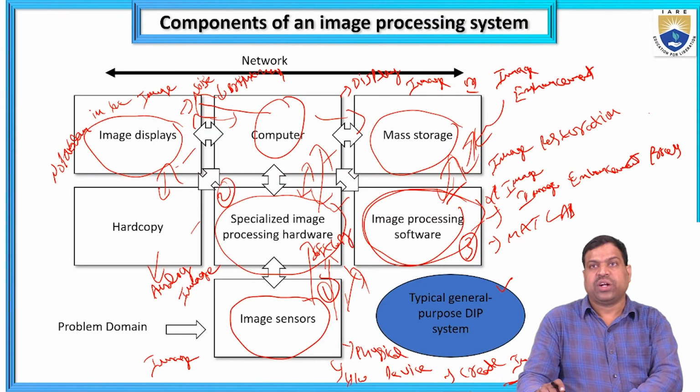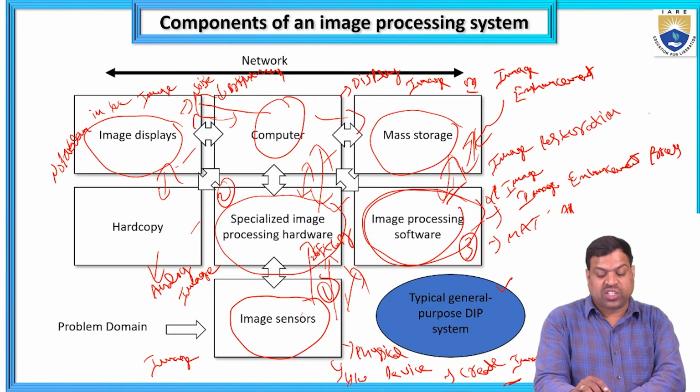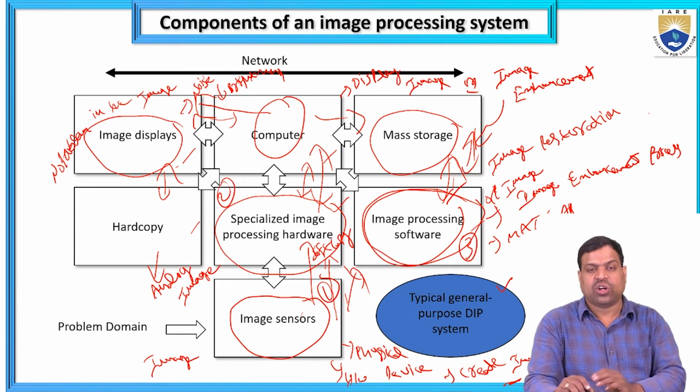So these are the components of an image processing system. What are the components we need? Problem domain, image sensors, specialized image processing hardware, image processing software, computer, image display, mass storage, and hard copy. These are the major roles. These are the components of an image processing system to convert an analog image into a digital image or a digital image into an analog image.